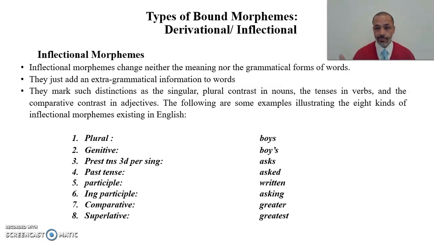And you can find the same phenomena in other languages. We have the past tense, which is expressed by ed or en, the past participle. You have ing, the participle, which expresses either the gerund or the present participle. You have the comparative er, you have the superlative est, and so on.